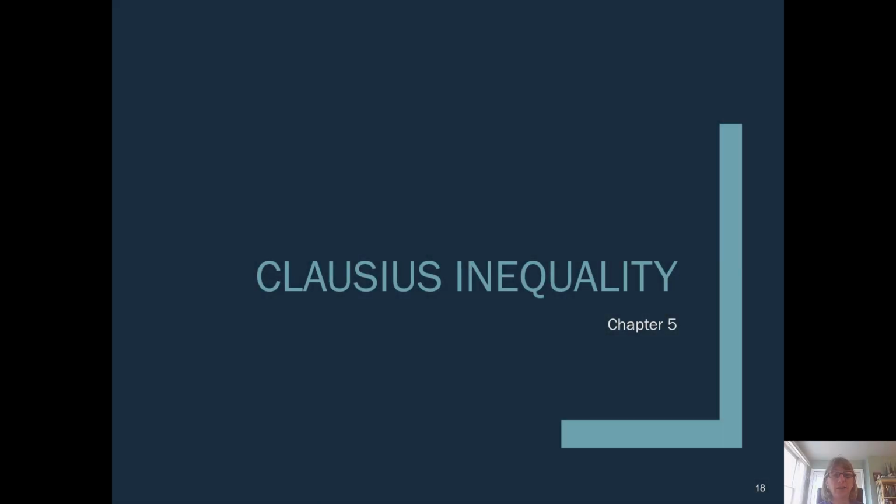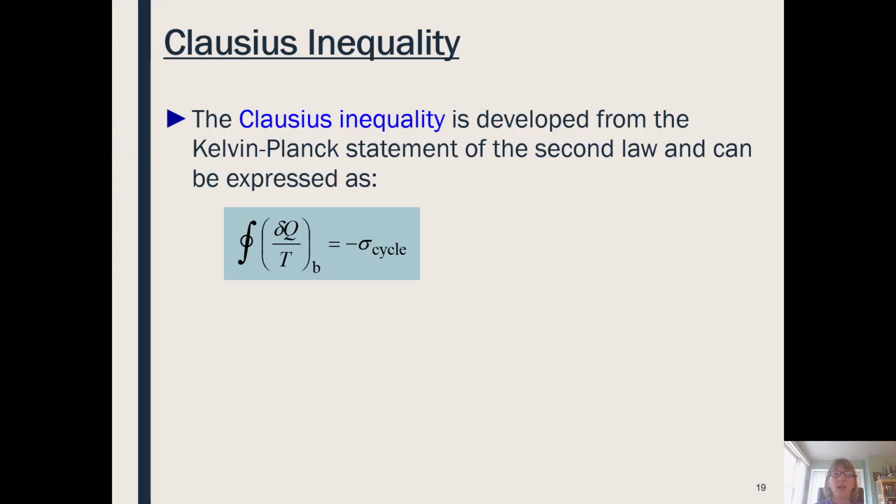We're looking at Chapter 5, Clausius Inequalities. In our Clausius inequalities, we're going to be looking at a cycle, and whether it's going to take in energy or give off energy. It doesn't necessarily have to be between two thermal reservoirs, but just the energy going in and going out. So for our Clausius inequality, we're looking at our sigma here, and we have this integral, right?